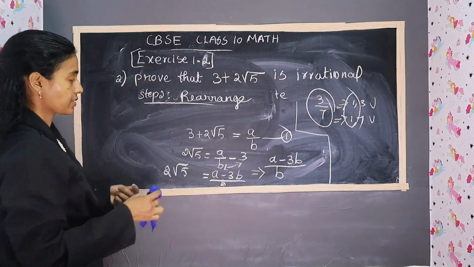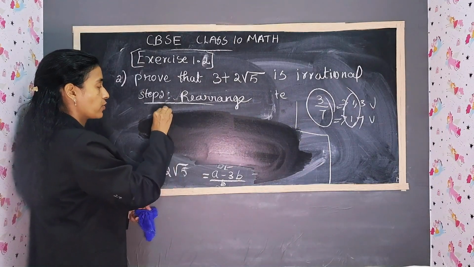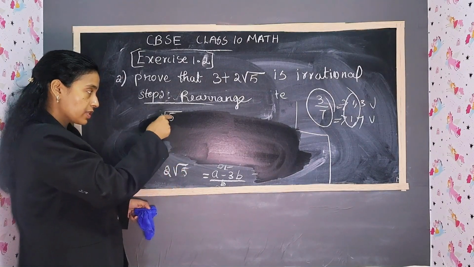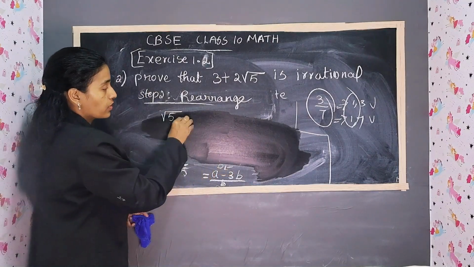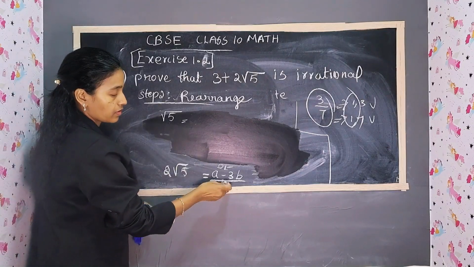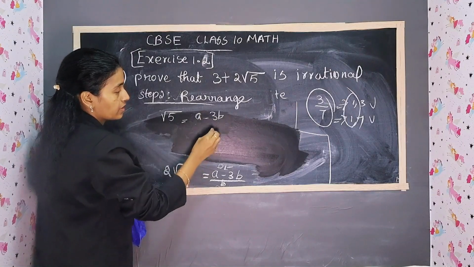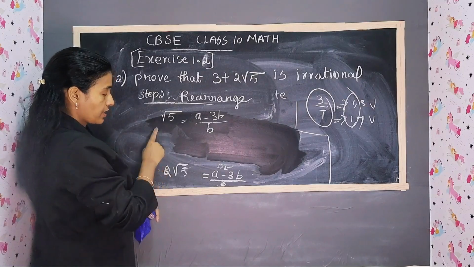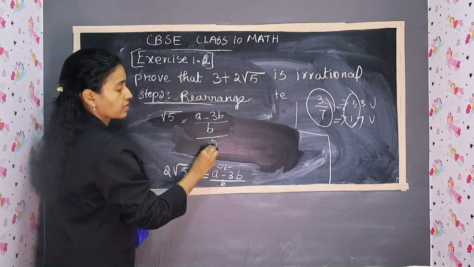Okay. Next step. What is the next step? Here we have 2 square root of 5. I have to keep only the square root of 5 here and this 2 should go that side. Since it is a multiplication term, this 2 should come beyond this, right? So I can write A minus 3B divided by B. Here 2 is here, right? If you want to take this 2 to this side, it becomes like this, right?